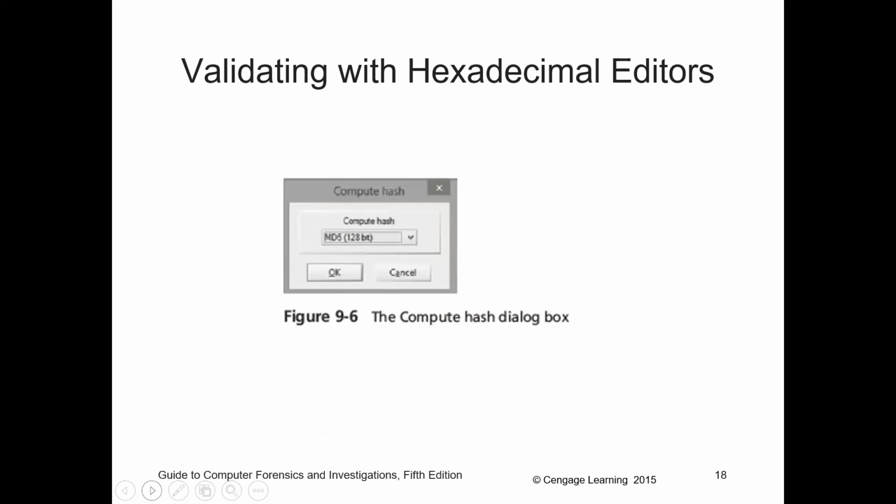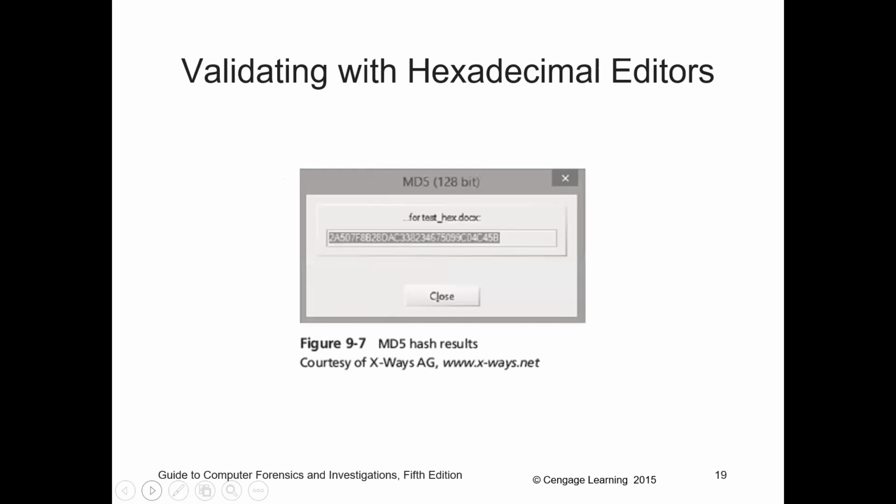So here they're giving us part of the steps when they are validating with the hexadecimal editors. They're saying, yes, we check for the MD5, that's one we've seen for the hash values. And of course, we also look for the SHA-1. This is the MD5 hash value.